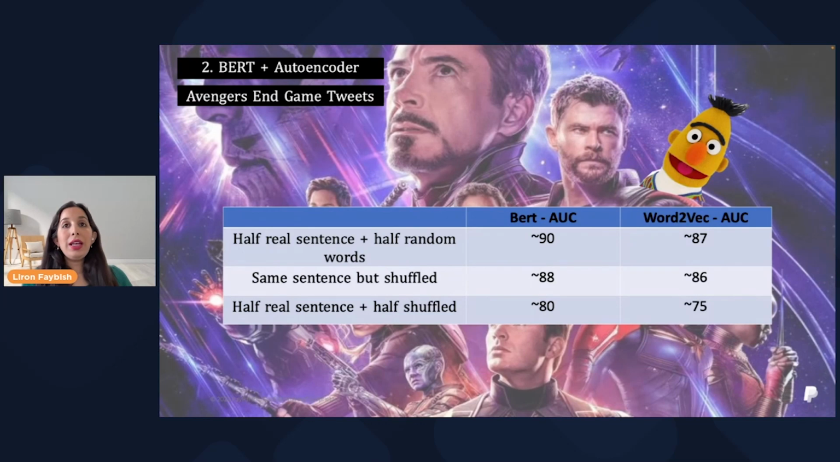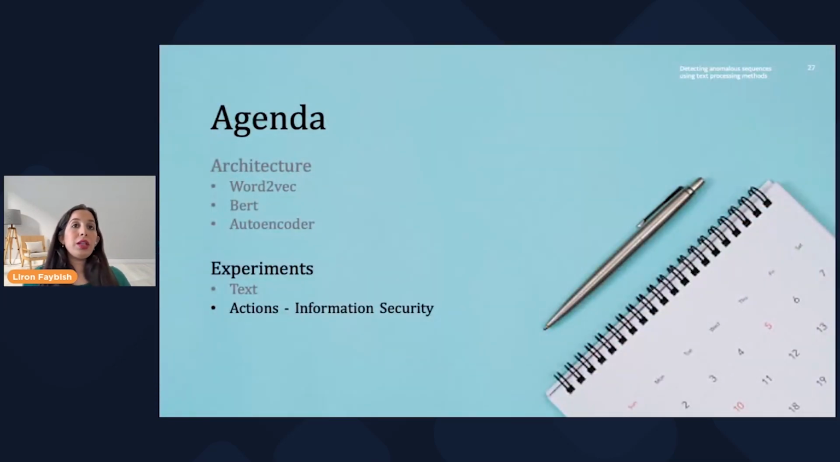But what if we had a scenario of another type of sequences? So now after testing this architecture with text sequences, we can move to the real reason I created this architecture, which is detecting anomalous sequences that relate to the information security domain. And in this case, it's sequences of actions.